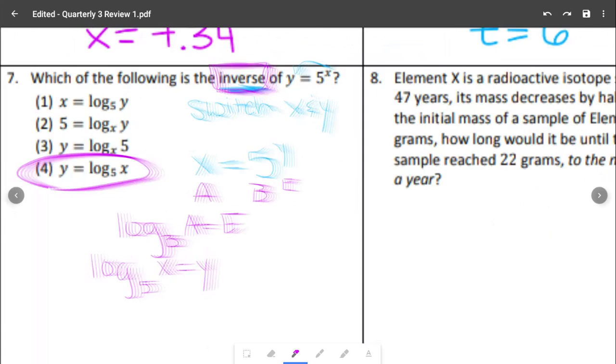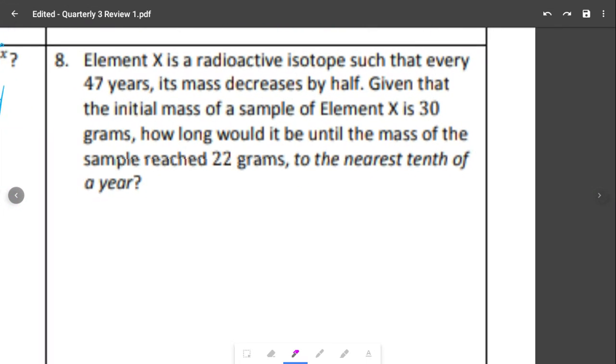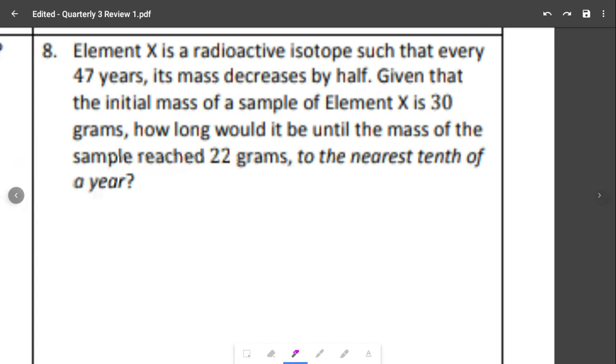All right, question 8. Element X is a radioactive isotope such that every 47 years, its mass decreases by half. Given that the initial mass of a sample of element X is 30 grams, how long would it be until the mass of the sample reached 22 grams to the nearest tenth of a year? So word problem again, we're going with one of our formulas. The word compound, once again, does not show up anywhere. And we are decreasing. So this now is going to be our decay formula.